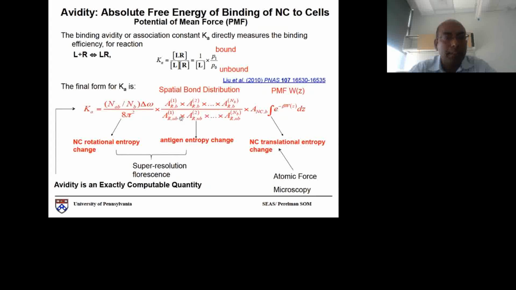I would also like to note that while the avidity itself is a measurable quantity which we can directly compare with experiments, each of these individual terms, which represent rotational entropy, the translational entropy, as well as the binding, are also separately measurable experimentally. So these are all separate experimental observables. For example, antigen entropy change can be inferred based on super-resolution fluorescence experiments, and the binding landscape can be probed by atomic force microscopy.